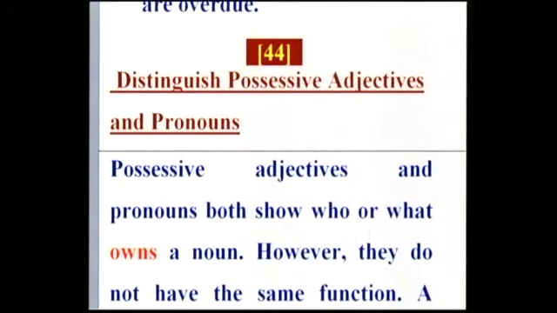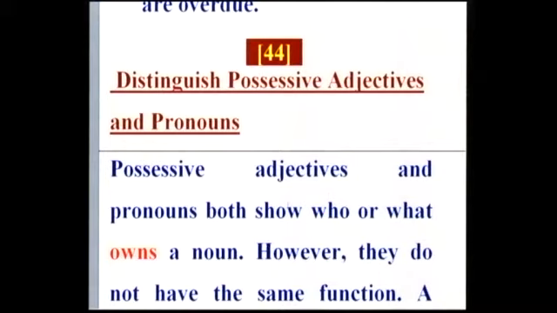Possessive adjectives and pronouns both show who or what owns a noun. What does that mean? It means, for example, I say "this is my book." My book. Okay, "my" is an adjective which shows who owns something, who owns it or whose thing it is. "This is my book", my book, or "this book is mine", mine. So what is the difference between "my book" and "mine"? Let's read again.